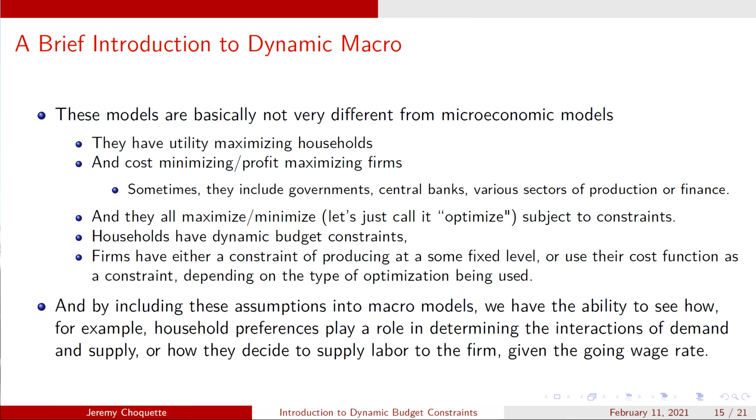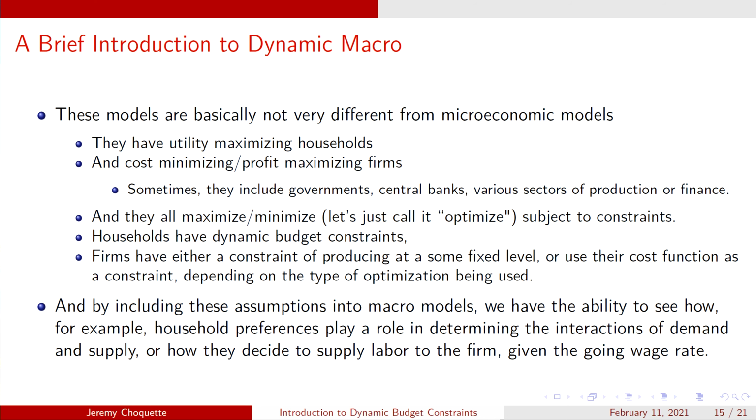But by including these assumptions into these macro models, we can now see how household preferences would play a role in determining, say, the interactions of demand and supply, or how they decide to supply labor to the firm given whatever the going wage rate is, right? If we calibrate these models to be consistent with some of the behavior we've seen aggregated over time, then we can get a pretty good idea as to what's going on.